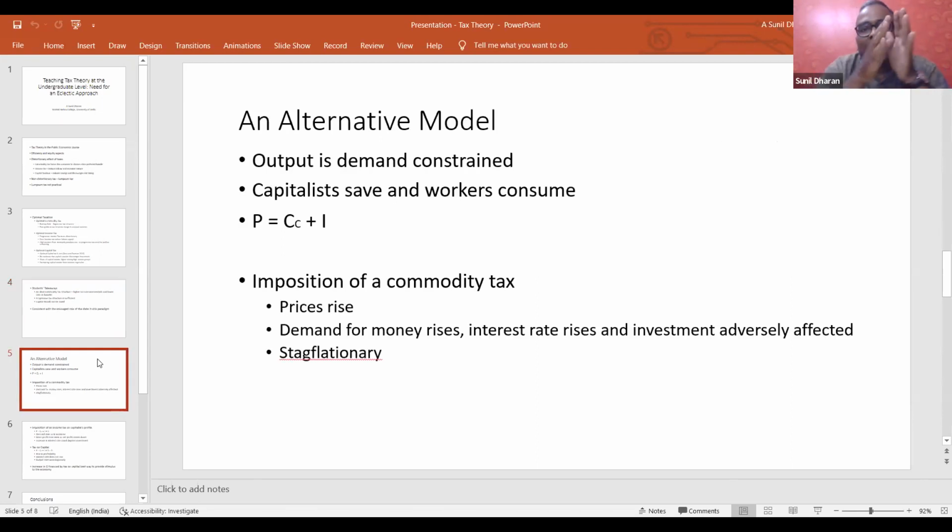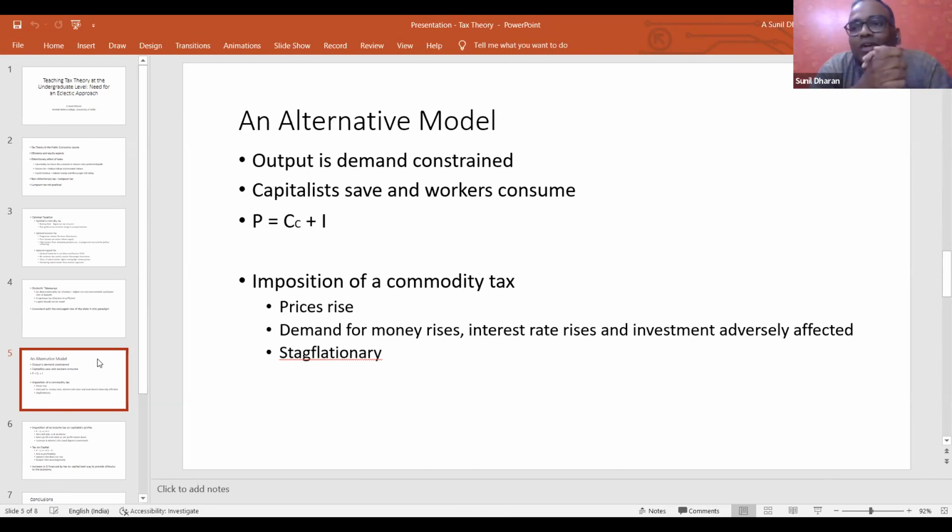In this context, I feel that the paradigm taught in Delhi University doesn't actually help the student to understand tax theory, understand taxation, and relate it with what is happening in our economy. So I suggest that there's an alternative model. This is a model by Kalecki, from a paper that he had written in 1937, where he puts taxation in a macroeconomic framework.